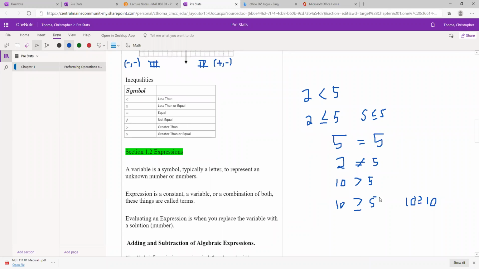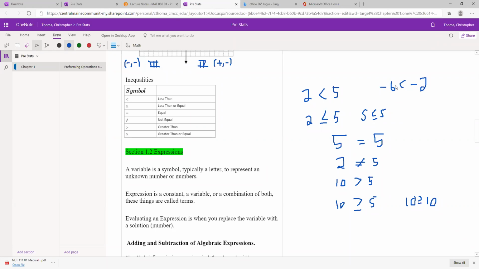And where you have to be careful is when you have negative numbers. So when you're going negative, the number is actually going to be bigger, but the sign makes it smaller. So like, for example, -6 is less than -2.